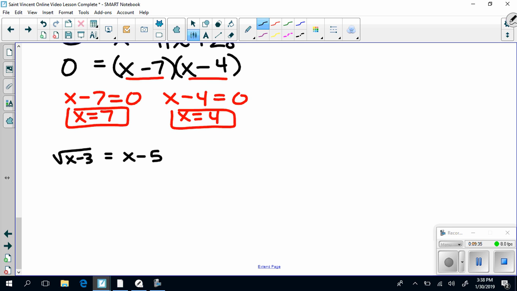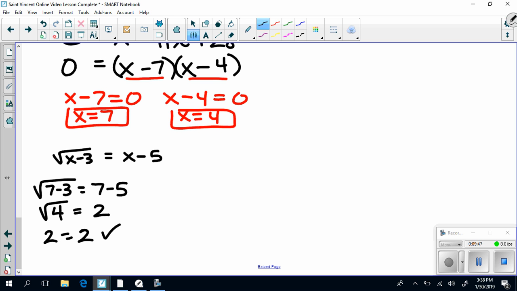So if I plug a 7 in, I get the square root of 7 minus 3 equals 7 minus 5. The square root of 4 equals 2. The square root of 4 is, in fact, 2. So 7 does work.